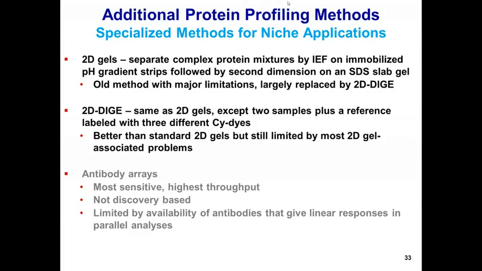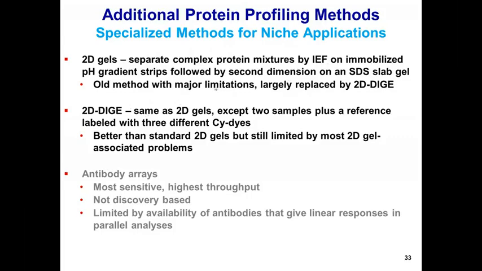There are several additional protein profiling methods that warrant a brief mention. The one is two-dimensional gels. This is the oldest proteomic technique, and it was in use before proteomics was even developed as a field, as mentioned in the previous lecture. It separates proteins by isoelectric focusing on an immobilized pH gradient, followed by an SDS slab gel.